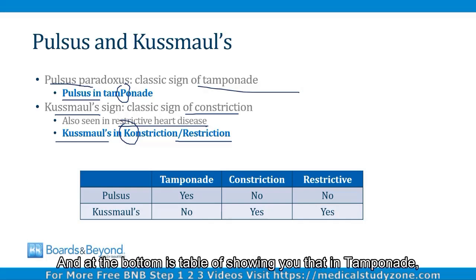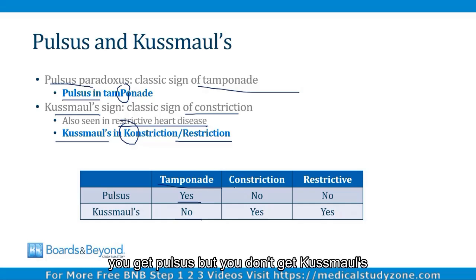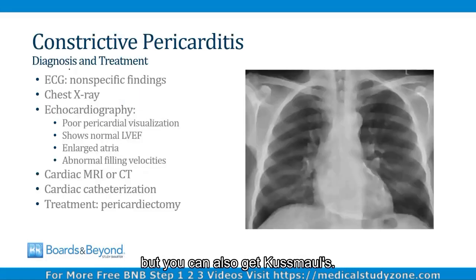And at the bottom is a table showing you that in tamponade you get pulsus, but you don't get Kussmaul's. In constrictive pericarditis, you get Kussmaul's, but usually not pulsus. And in restrictive cardiomyopathy, which I talk about in another video, you usually don't get pulsus, but you can also get Kussmaul's.